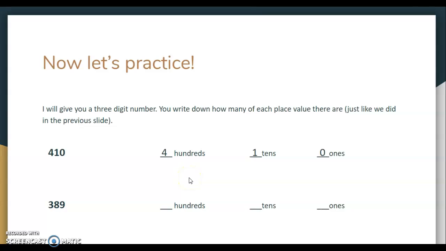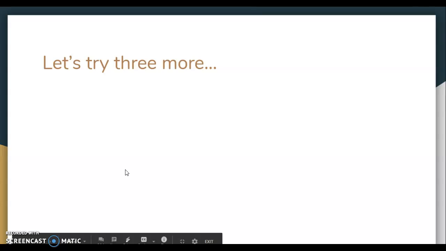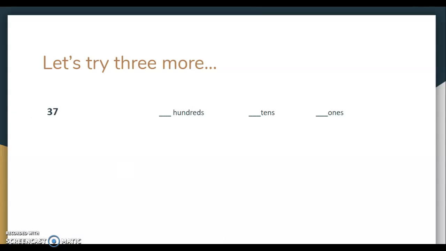Alright, let's check your answer. There are 3 hundreds, 8 tens, and 9 ones in the number 389. Awesome work, boys and girls. We are going to try 3 more. Your next number is the number 37. How many of each place value are there in that number?